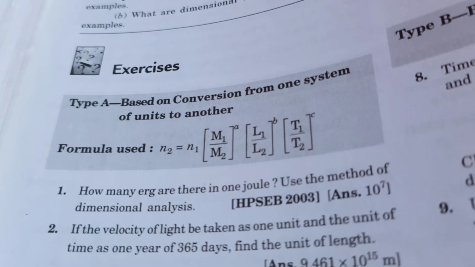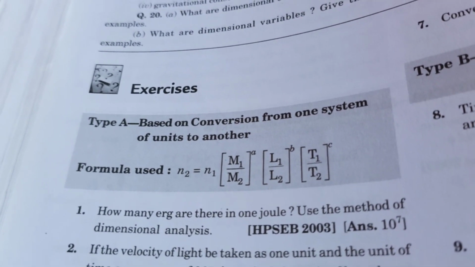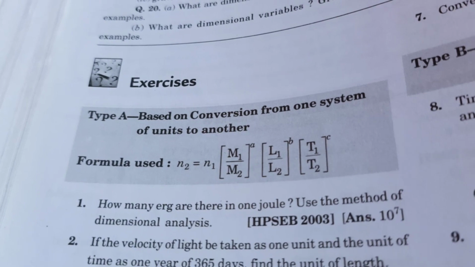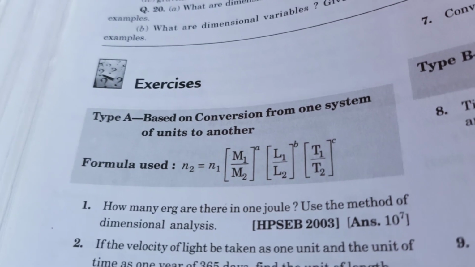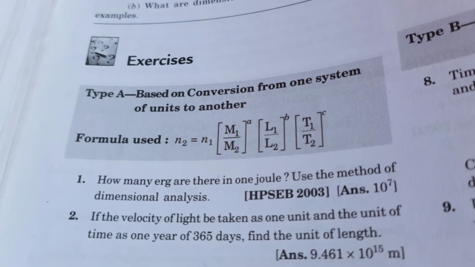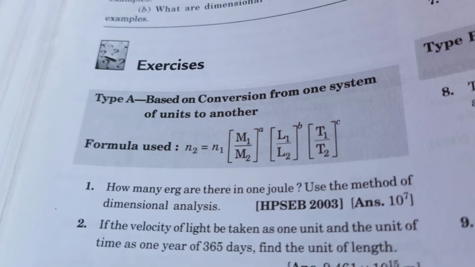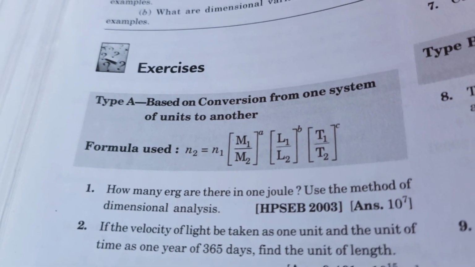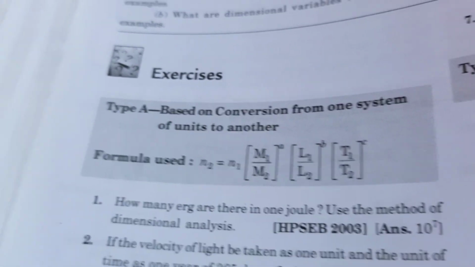So students, there are different types of application of dimensional analysis. To know about the different types, first of all you have to know what is dimension, and for that you have to go to lecture number 1 and 2 about dimension. And for today's class I will discuss type A, that is based on conversion from one system of units to another.